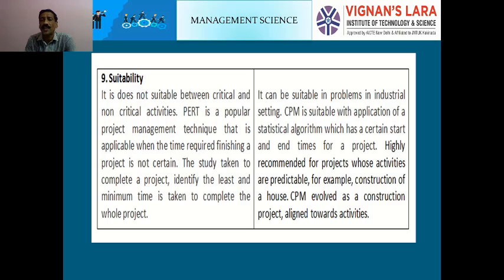CPM is suitable with application of a statistical algorithm which has a certain start and end time for a project. Highly recommended for projects whose activities are predictable. For example, construction of a house. CPM involves a construction project aligned towards the activities. So, the suitability of PERT is on the application side, that means research and innovative work, while CPM is applicable to predictable cost projects, that is, the construction side.